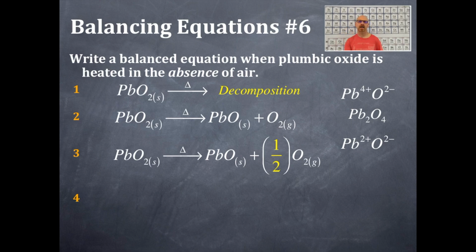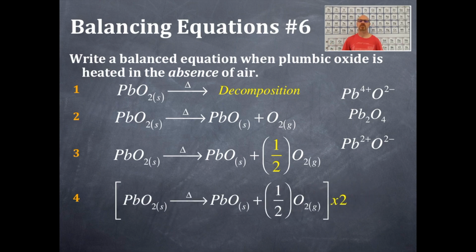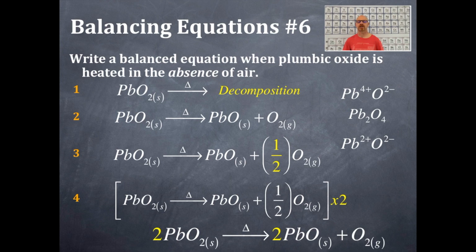We're going to multiply by the denominator of that fractional coefficient. The denominator of that fractional coefficient is a 2. So I'm going to multiply the entire equation by 2. That's what this is right here. Now I'm going to distribute that 2 over all the terms, and then I get the final balanced equation. And again, you should check to make sure that everything is balanced here, but it is in this case. All right, fantastic. That's balancing equation number 6.